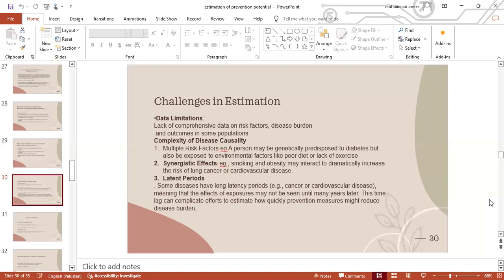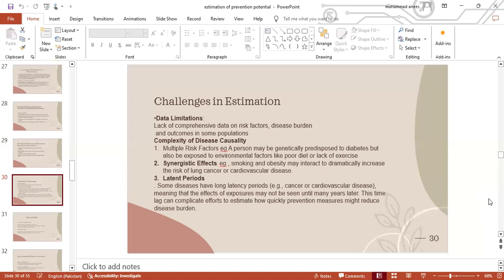Now, what are the challenges? Data limitations: lack of comprehensive data on risk factors, disease burden, and outcomes in some populations. Complexity of disease causality, with multiple risk factors. For example, a person may be genetically predisposed to diabetes, but also be exposed to environmental factors like poor diet, lack of exercise, sedentary lifestyle, etc. Synergistic effects. For example, smoking and obesity may interact to dramatically increase the risk of lung cancer or cardiovascular disease.